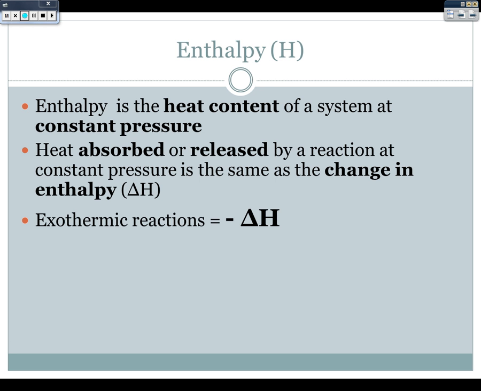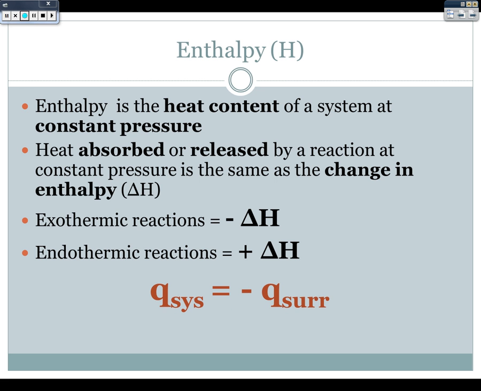Exothermic reactions have a negative delta H, whereas endothermic reactions have a positive delta H. And what this means, and we get this partially from Q system equals negative Q surroundings, because Q and delta H actually do have a relationship, is that exothermic reactions have negative changes in enthalpies, and endothermic reactions have positive changes in enthalpies. And again, because the universe is in itself a whole thing and you can't create or destroy energy, Q system is equal to negative Q of surroundings.